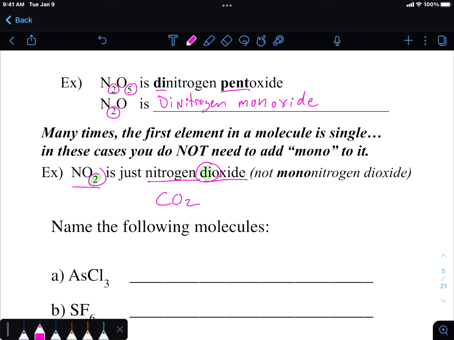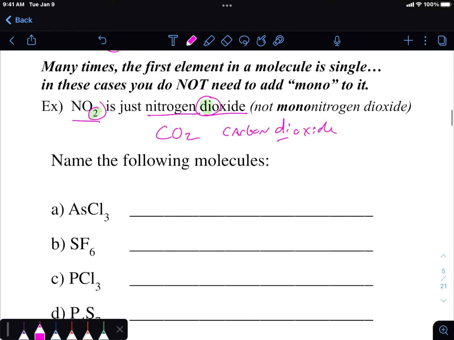CO2. What's the name of CO2? We've mentioned it many times, even before we got to this unit. It's carbon dioxide, not monocarbon dioxide. Get it? You don't use mono for the first element. You only use it for the second element. And do you see how we named this without looking up any charges? It's because the molecular compound naming system does not involve charges, just the prefixes.